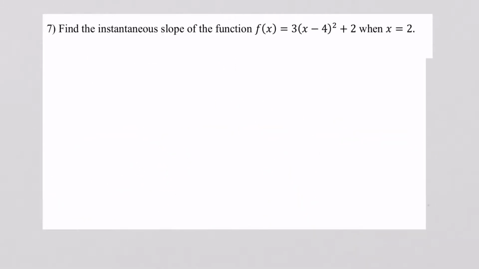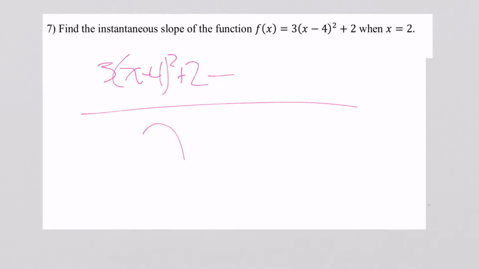Alright, find the instantaneous slope of the function, which means we need to write the slope, which is going to be my function 3 times x minus 4 squared plus 2 minus the y value of my point, which I don't know yet, but I know the x value is 2, so x minus 2 in the bottom. Plug in 2 to the top. 2 minus 4 is negative 2 squared is positive 4 times 3 is 12 plus 2 is 14.